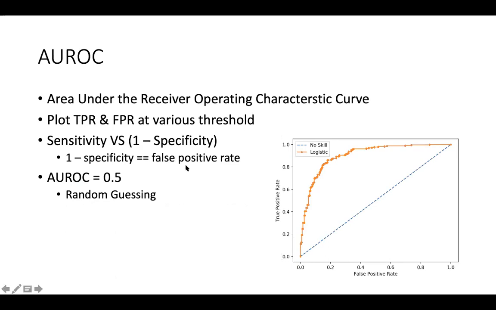There is an infinite number of thresholds you can use. You adjust the threshold values, measure the sensitivity and 1 minus specificity, and plot that on your two-dimensional plane. So when the threshold is like 0.2, the true positive rate is about 85%.